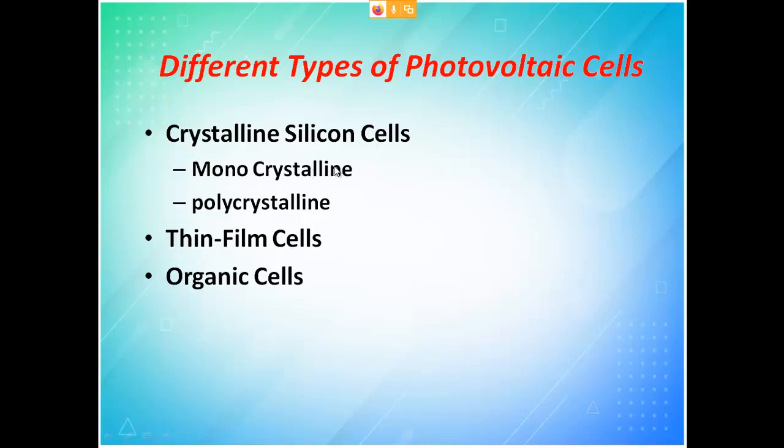So next to this is called polycrystalline. It is made up of different types of crystalline, but it is also made up of crystalline, but the efficiency is slightly less. And this third one is very thin in structure, but the efficiency is less. And finally, organic, which occupies more space and more volume. They have proved it, but it is not commercially viable.